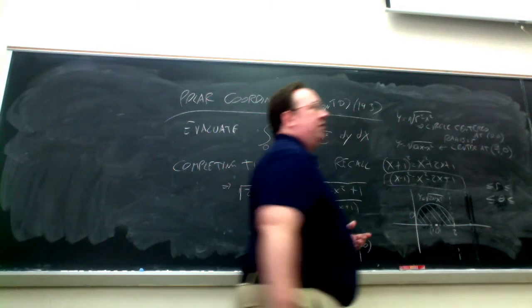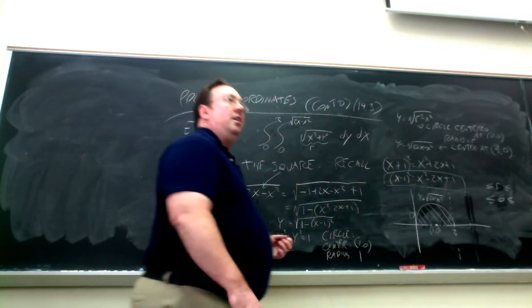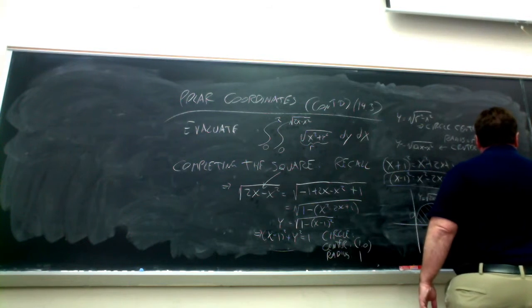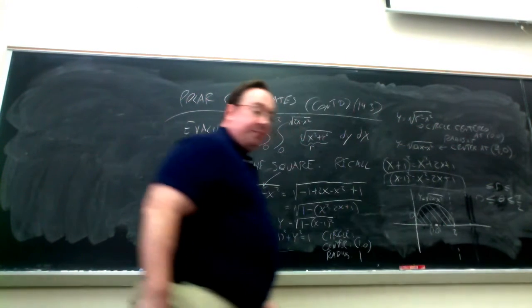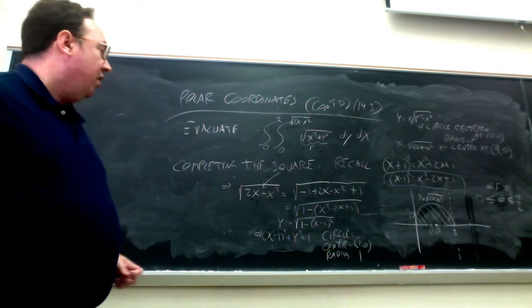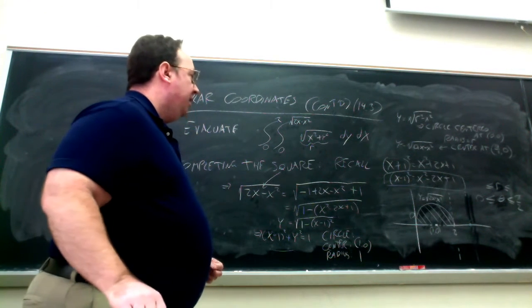So what angles is first quadrant? 0 to pi over 2. Yeah, 0 to pi over 2. So those are going to be our limits in theta. We just need to figure out the limits in r. Are they going to be 0 to 2?